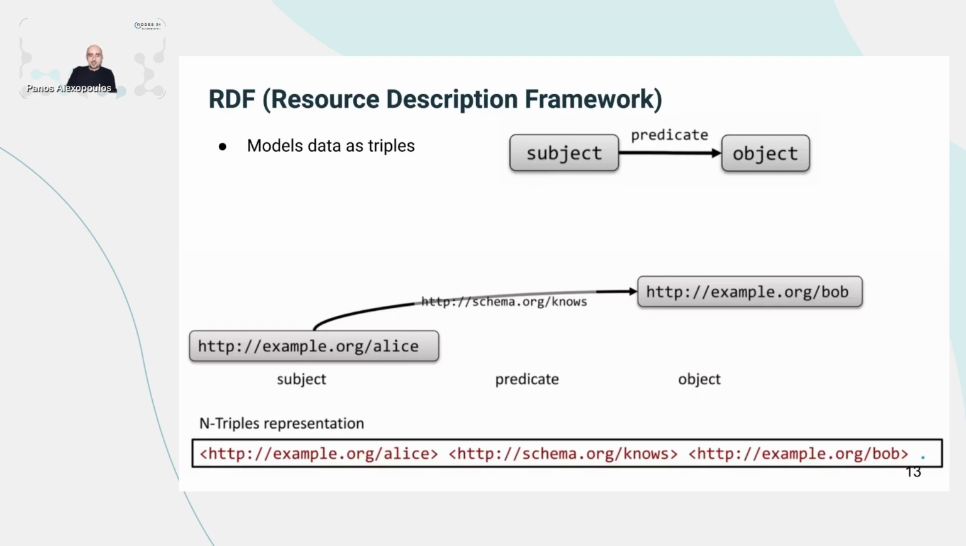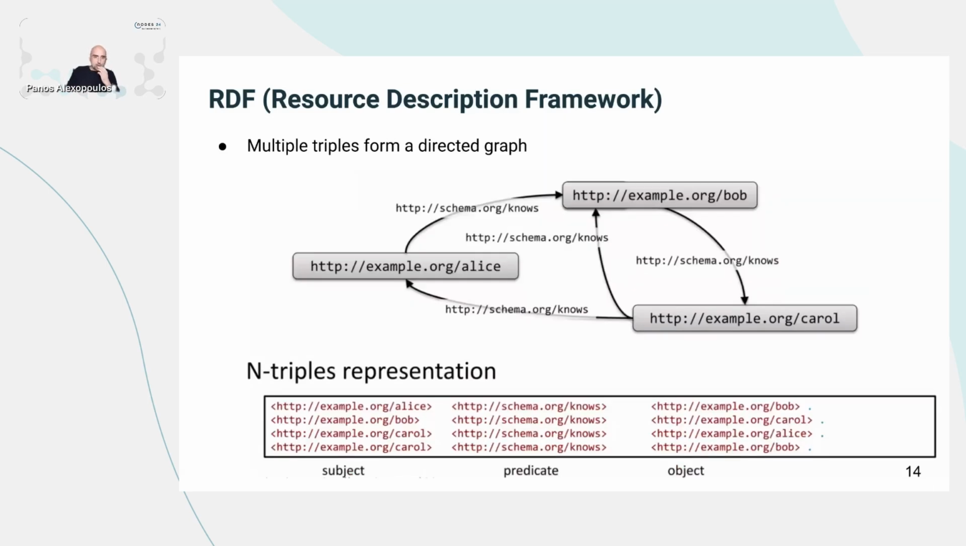And the representation itself can be quite simple. There are many different ways to represent it, but the main representation is a triple. You can have simply a text file where you have every triple on each line, and that's it. When you have multiple triples, as we see here, then practically we form a directed graph as well. So we can say that Alice knows Bob, Bob knows Carol, Carol knows Alice, etc.